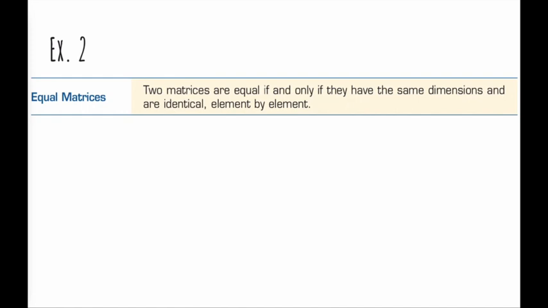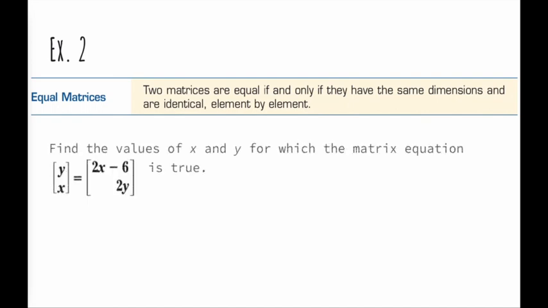Two matrices are equal if and only if they have the same dimensions and are identical element by element. They have to have all of the exact same elements in all of the exact same places. Find the values of x and y for which the matrix equation is true. So we need them to be equal. They need to have the same elements in the same places. So y has to equal 2x minus 6, and x has to equal 2y.